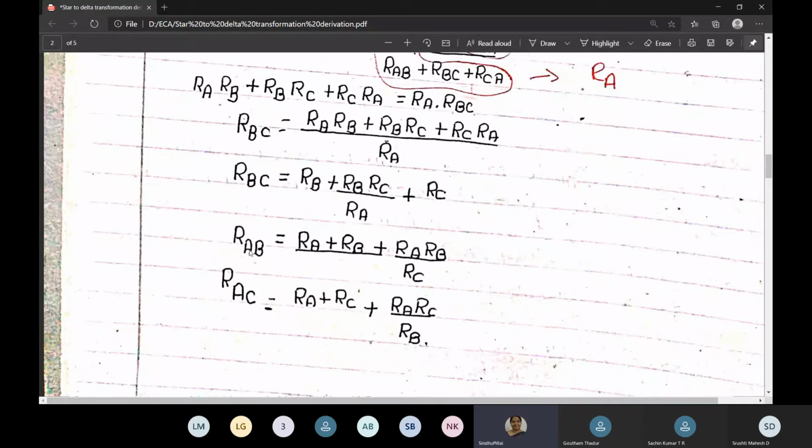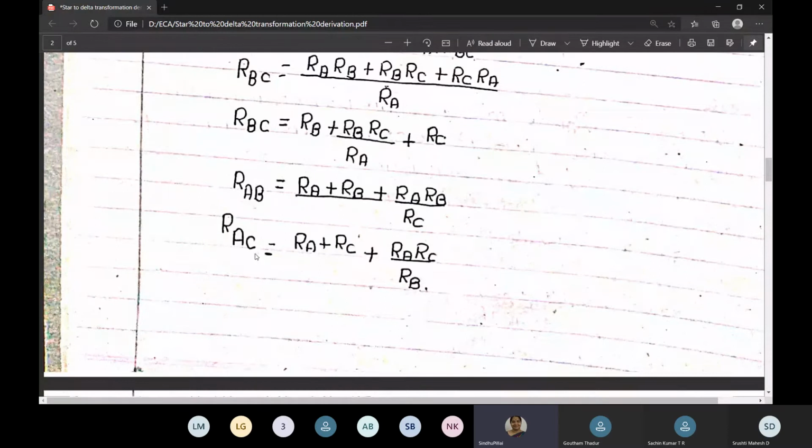Similarly, you can write it for AB, RAB. How will you write? Just split it. RAB means RA plus RB plus RA into RB divided by which term is left out? RC. So divided by RC. Next, if you write for RAC, RA plus RC plus RA into RC divided by RB. So these are the three delta branches which are converted from star. RBC, RAB, RAC.